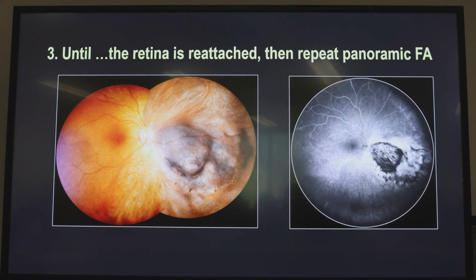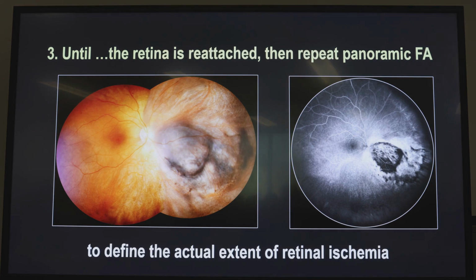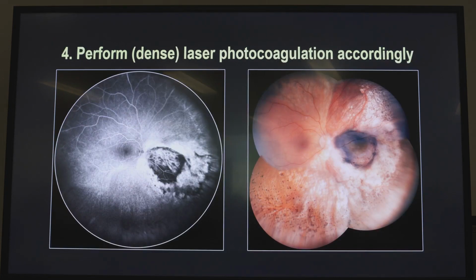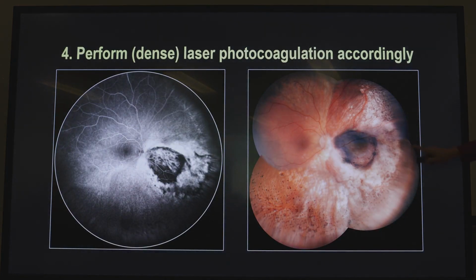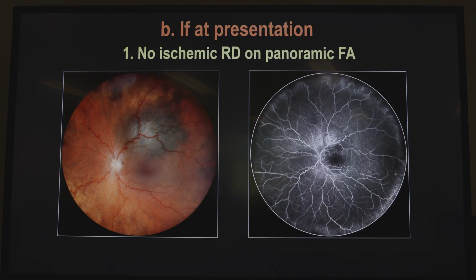When the retina is reattached, I repeat the panoramic angiography, and you will see systematically that the ischemia has become more extensive. So I know then what the extent is of the retinal ischemia, and then on the basis of that, I will do my PRP, which allows me for that indication to stop the injections.